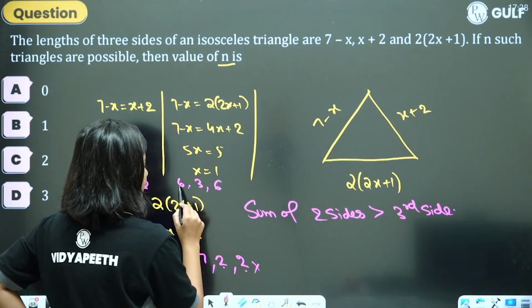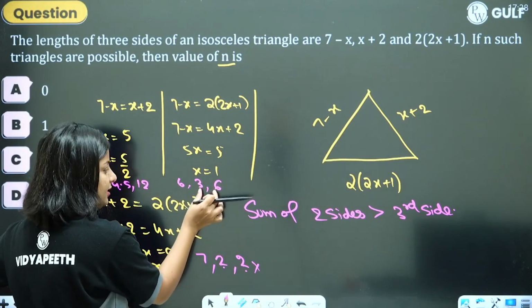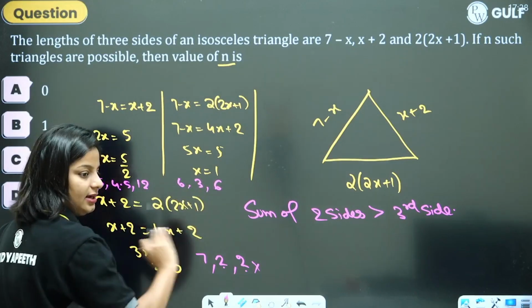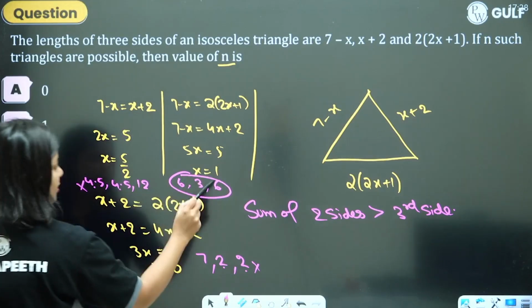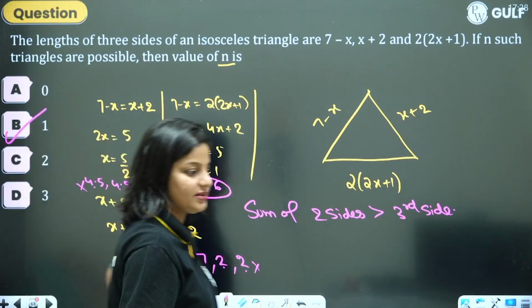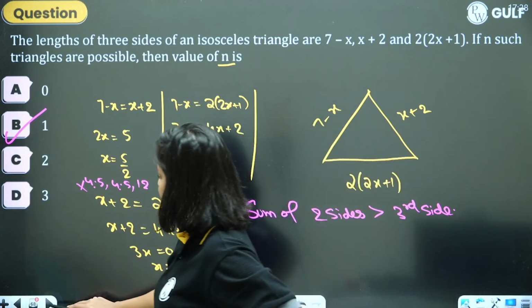2 sides are 6. When you add any 2 sides, 6 plus 3, it will be more than the third side. So any 2 sides will be greater than the third side. It satisfies the condition. So only one such triangle is possible. Not 3 triangles, but only one triangle if you fulfill the triangle inequality.